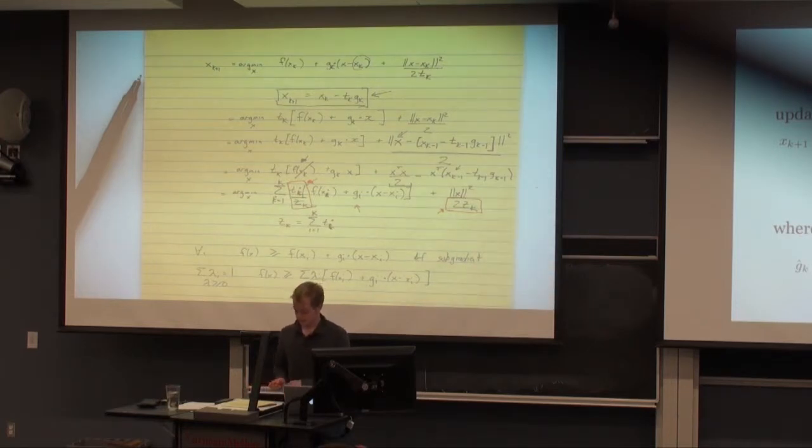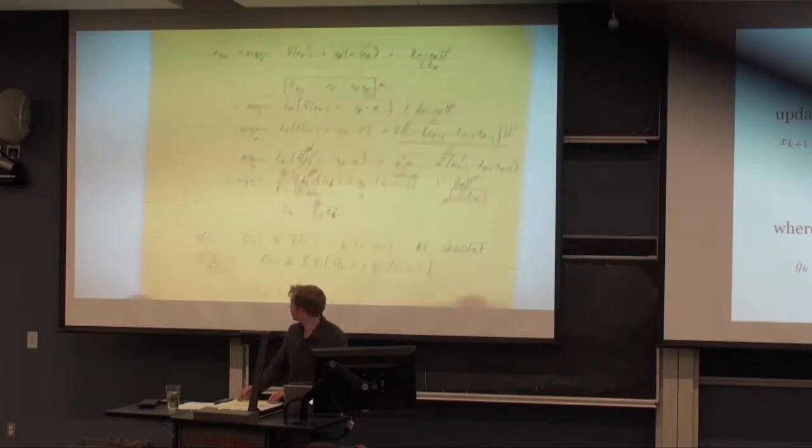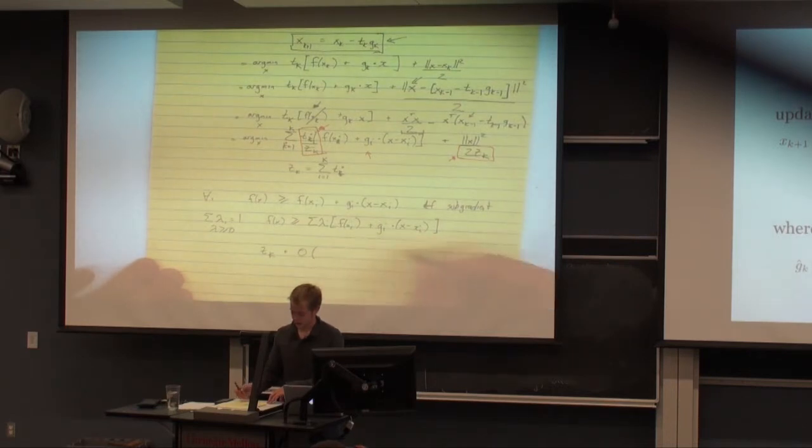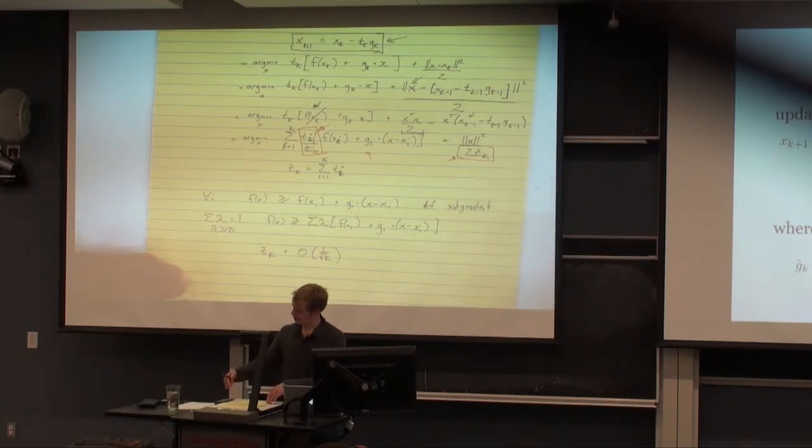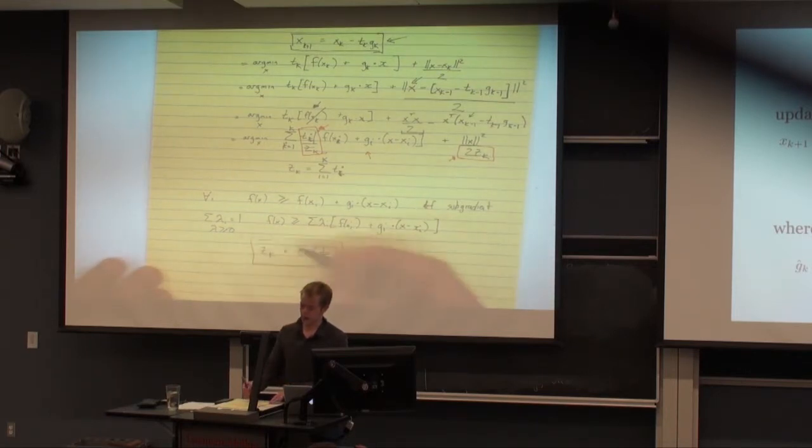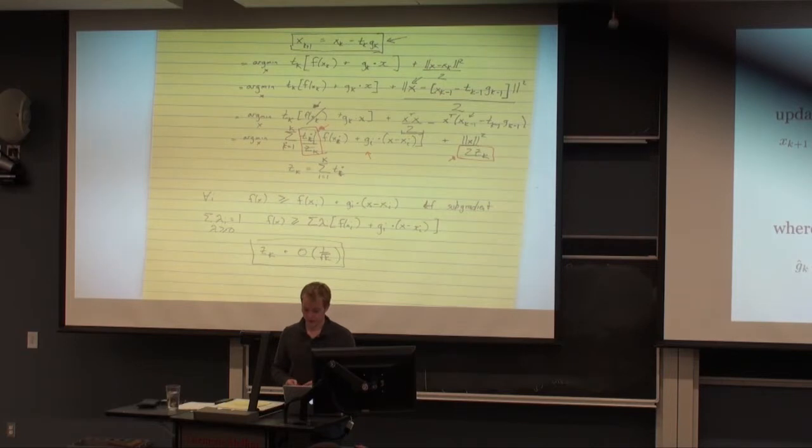This z k term here is on the order of 1 over square root k, I think. Did I get that right? I think that's right. So we'd expect this second sequence here, this mu k over k, to be something of this order, which is what we'll see later.